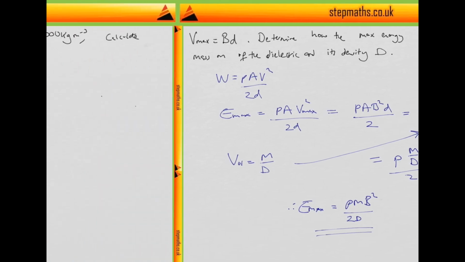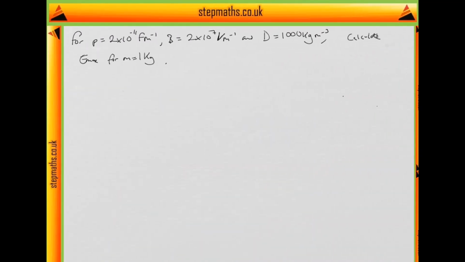Okay, now for the last part of the question. Here we're told for a dielectric with P equals 2 times 10 to the minus 11 F m to the minus 1, B equals 2 times 10 to the 7 V m to the minus 1, and D equals 1,000 kilograms per meter cubed, calculate the maximum energy that can be stored in a capacitor with a mass of 1 kilogram.